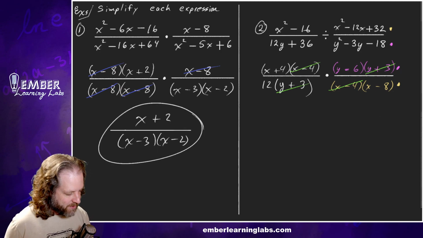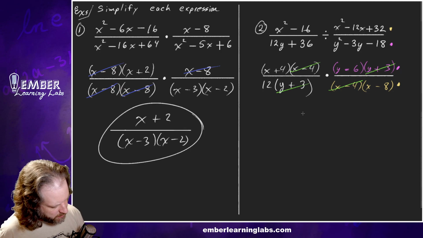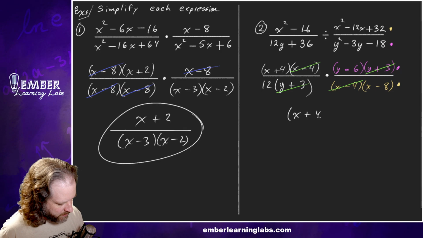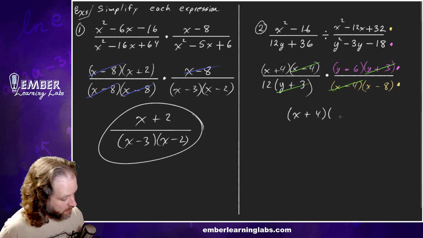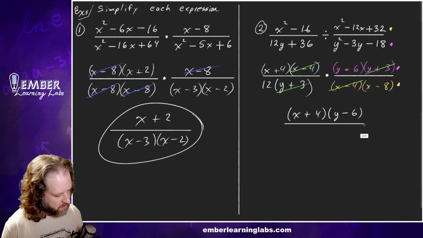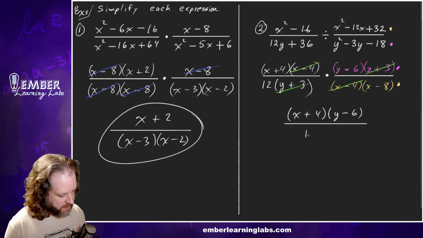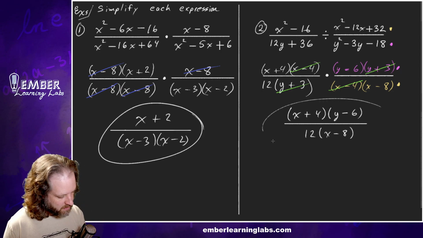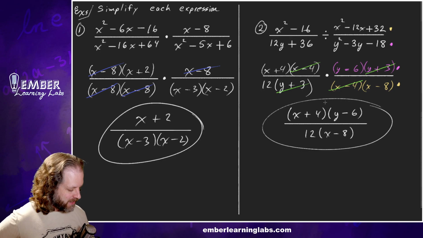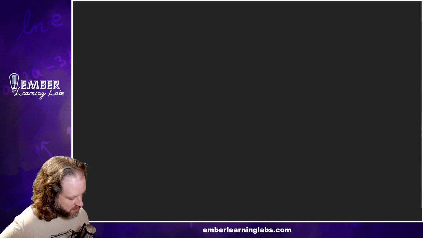Let's write our answer. So after all the carnage, X plus 4 is left. And y minus 6 is left. And 12 is left. And x plus, no, that's a minus. X minus 8 is left. Easy peasy. We got one more set of two things, and then we're going to be out.